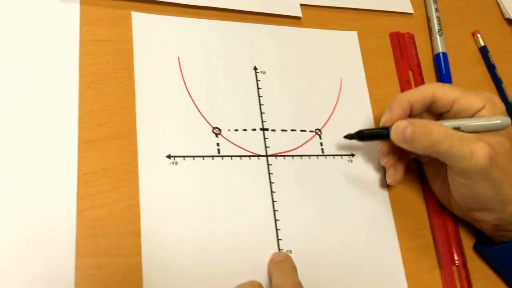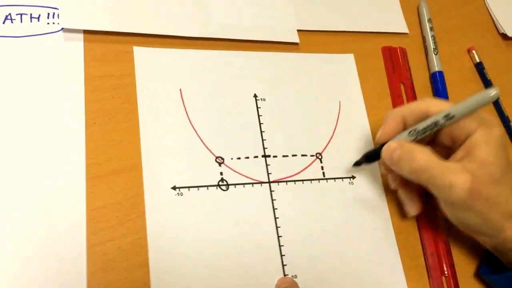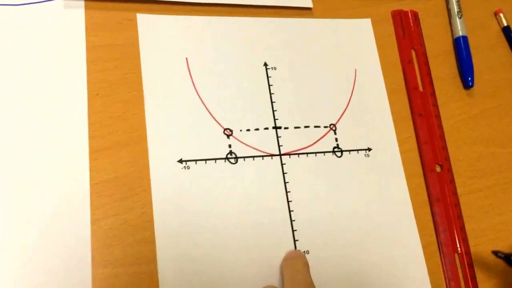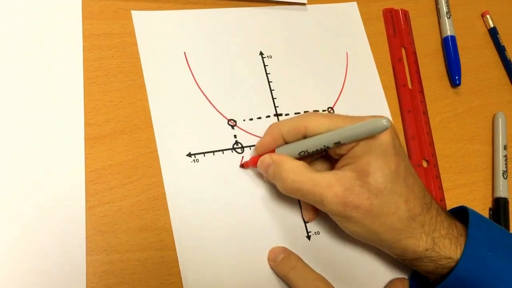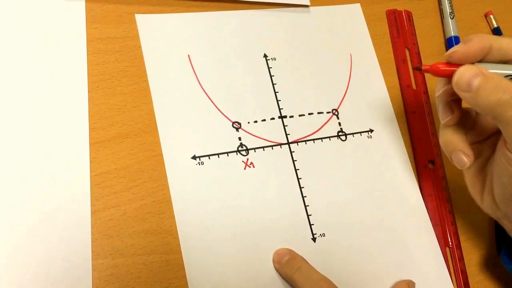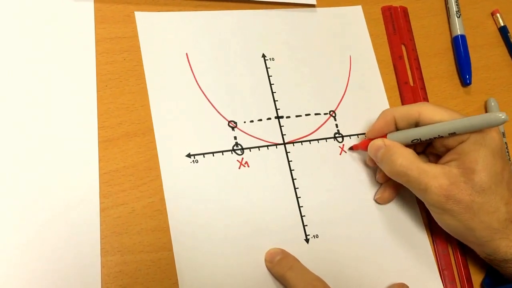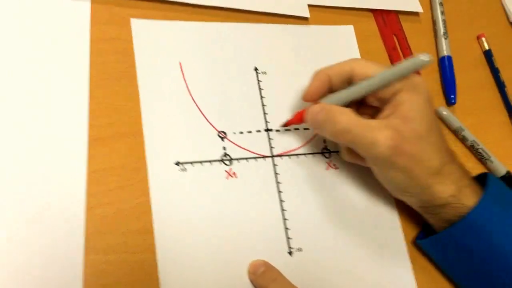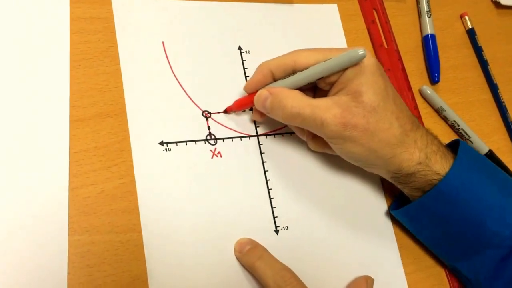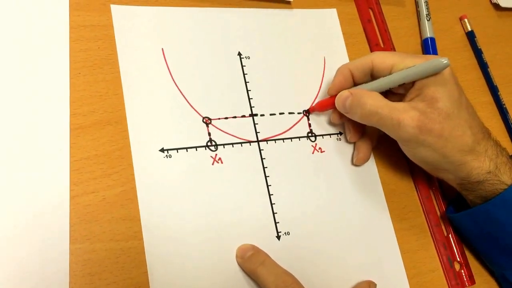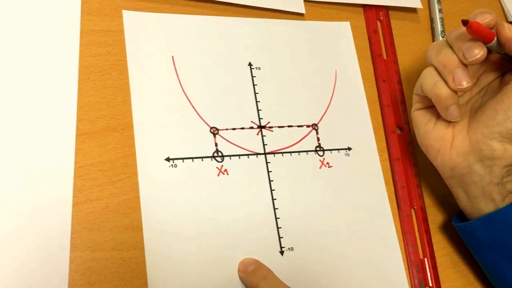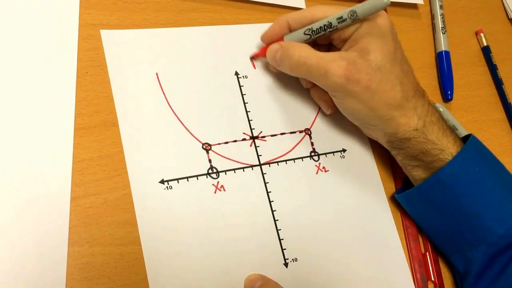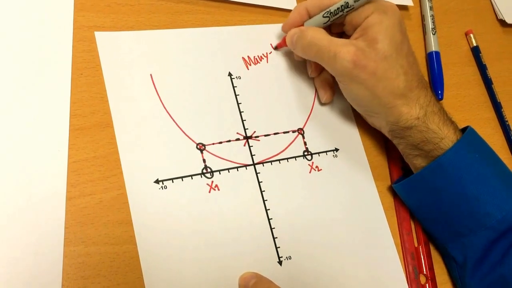And if I go down to the x-axis, I see that I have two different x values for that same y value. So I have one x value here, let's call it x1. I have another x value here, let's call it x2. And they both, if I go here, they both give me the same y value. So this is a so-called many-to-one function.